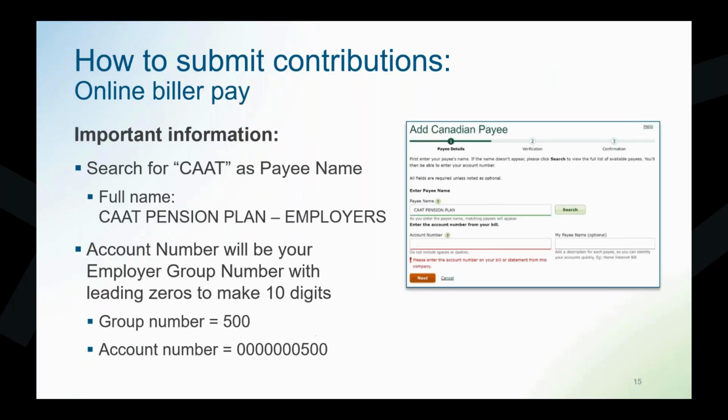When using online biller pay, it's important to note these points. When searching for the payee name, enter CAT, and it should provide you with the selection of CAT pension plan - employers. Be careful because there is also CAT pension plan - members. Make sure it says employers. The account number you would use would be your employer group number with leading zeros to make 10 digits. For example, if your employer group number is 500, you would enter 7 zeros, then 500, so the total number of digits is 10.